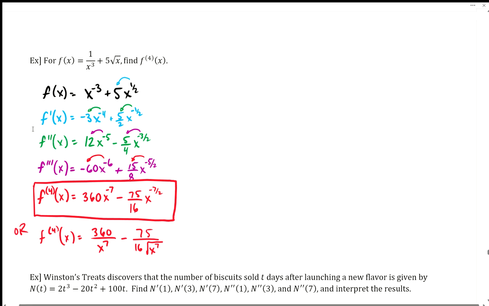Okay, and also notice that our signs were changing each time because of the negative multiplier. So that's something to be careful about. Okay, but other than that, that's it.